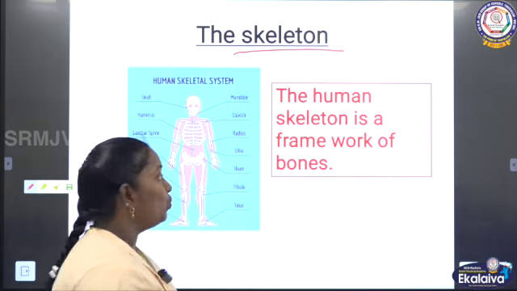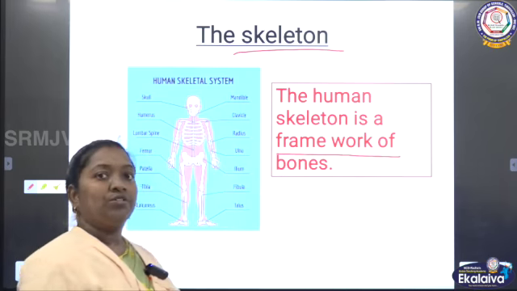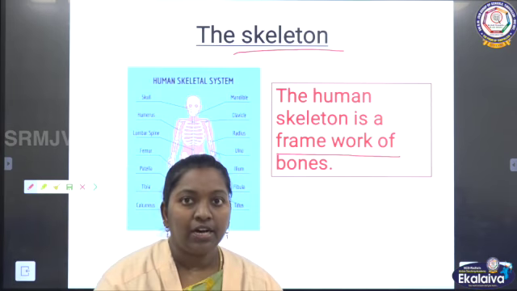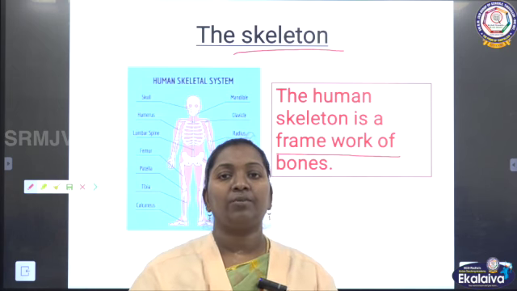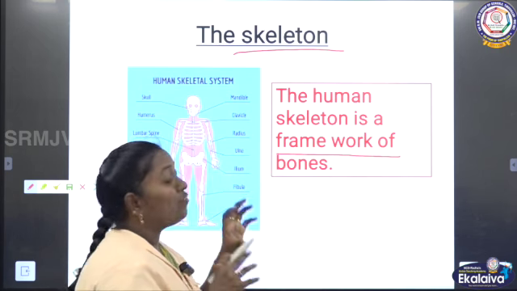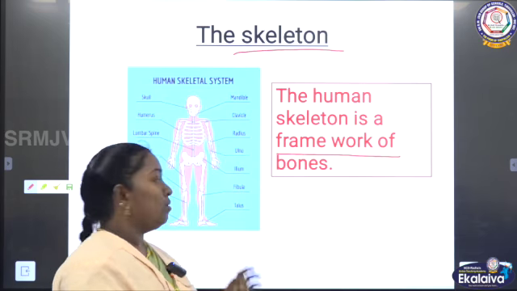What is the skeleton? The framework of bones. Bones completely cover us from our head till our foot, isn't it? So we are completely covered by the skeleton. We can call that by a different name: the framework of bones is called the skeleton.